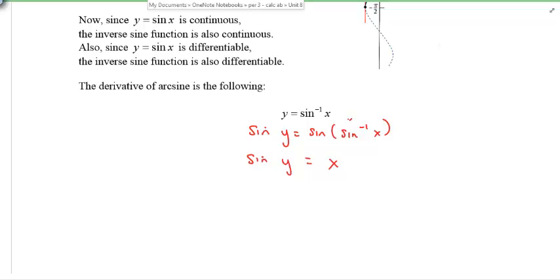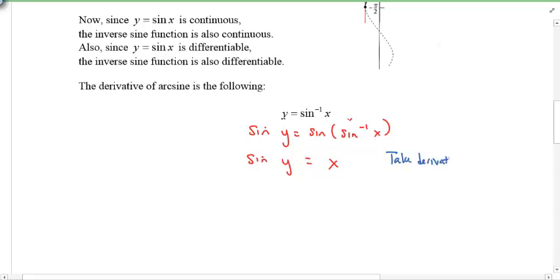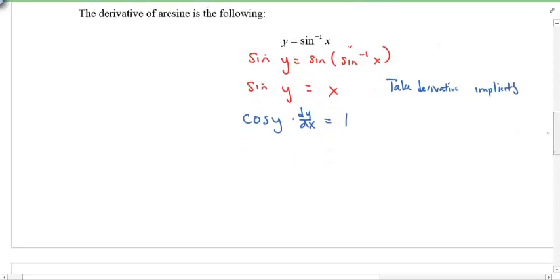When we had those triangles? We'll come back to that. But now in order to figure out this derivative, I'm trying to figure out y prime. So now I'm going to ask you to take the derivative implicitly. So the derivative of sine of y is cosine of y with an extra, you got it, dy dx. That's implicit differentiation or chain rule. And the derivative of x is just 1. So therefore, dy dx is just equal to 1 over cosine of y.